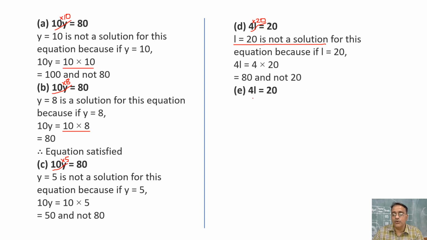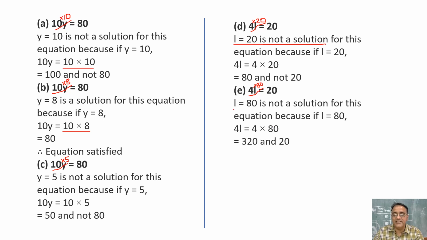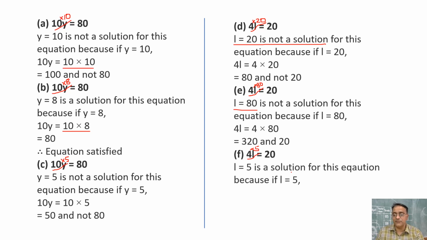Next question, 4l = 20 and the value is given as 80. If we substitute 80, 4 into 80 is 320. Right, very good. So therefore l = 80 is not a solution for this equation. Now the next bit, the value of l is given as 5. If we substitute 5, what are we getting? 20, very good. So that is equal to RHS. So therefore l = 5 is a solution for this equation, because if we substitute l = 5, we are getting 4l = 20.